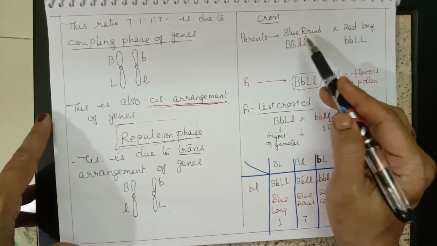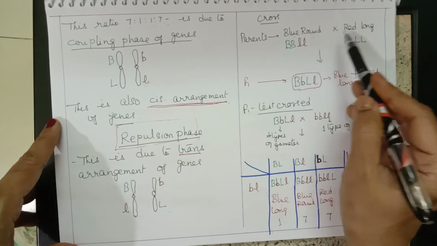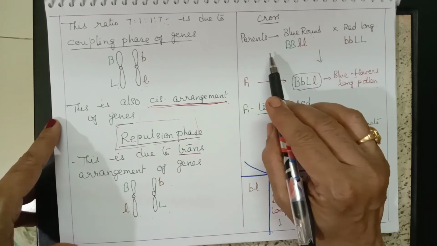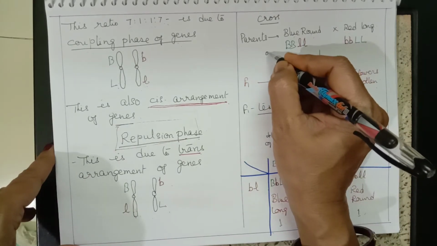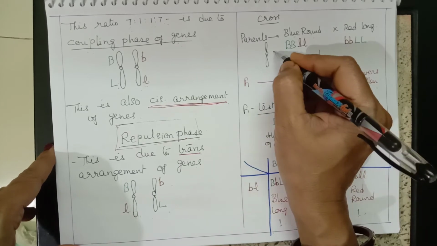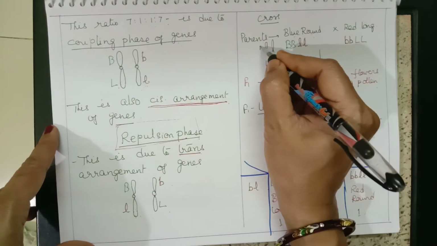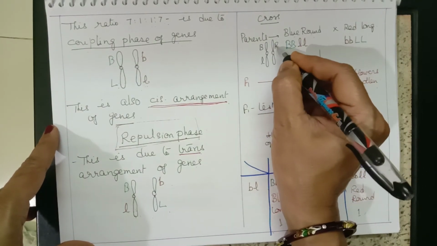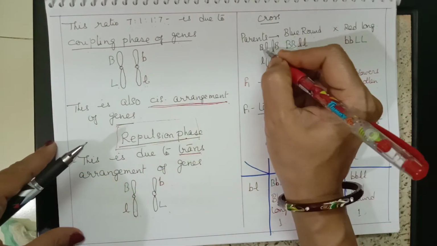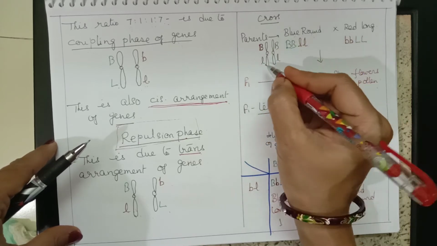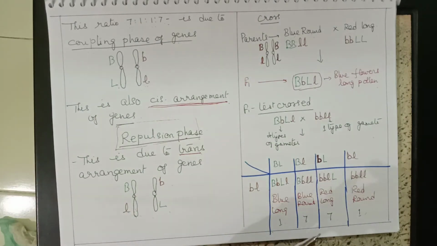But here, how did we take the parents? We took the parents as blue and round, red and long. So this blue and round, if we take one homologous pair, how are they arranged? They are arranged in this manner. Small b, small l. This is how, if I show it in red, they are arranged. This is regarding blue round individuals.